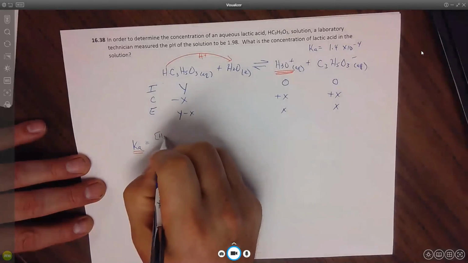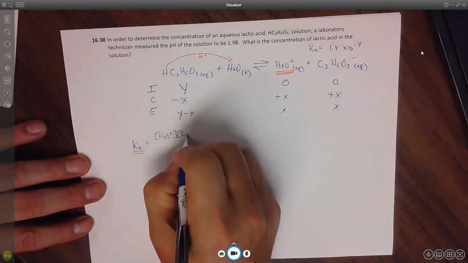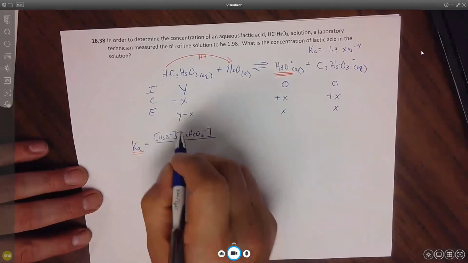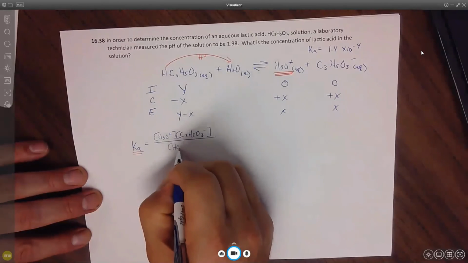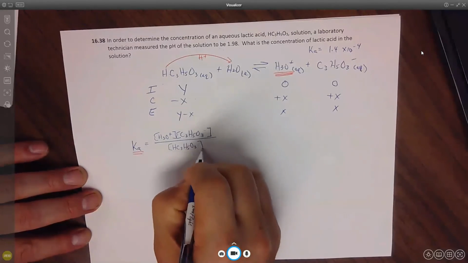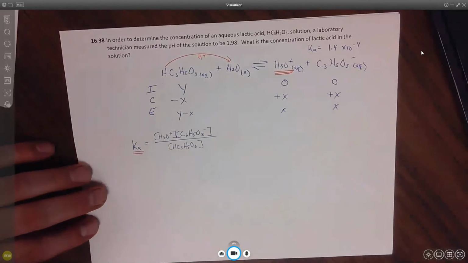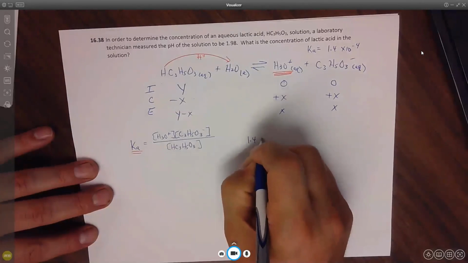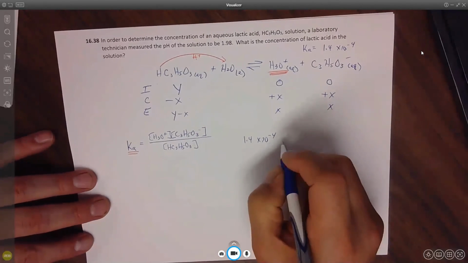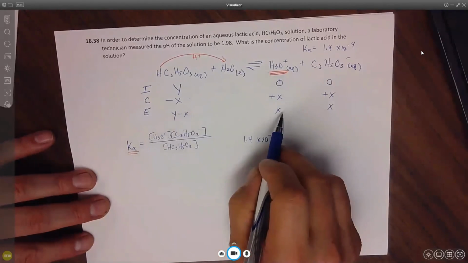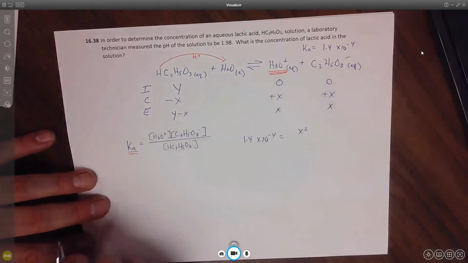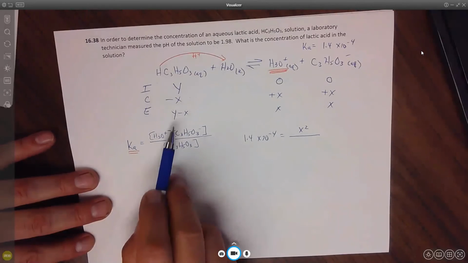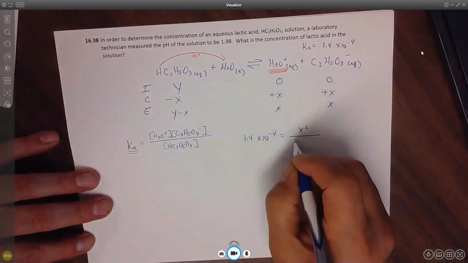So it is the H3O plus times the concentration of the conjugate base, in this case the lactate ion, divided by the concentration of the reactants. And these are all raised to the first, since all the coefficients are 1. Again, we're going to ignore the pure liquid. Now we can actually plug in. We know the Ka is 1.4 times 10 to the negative 4, equal to x times x, so x squared, divided by the concentration of our undissociated acid at equilibrium, which is y minus x.